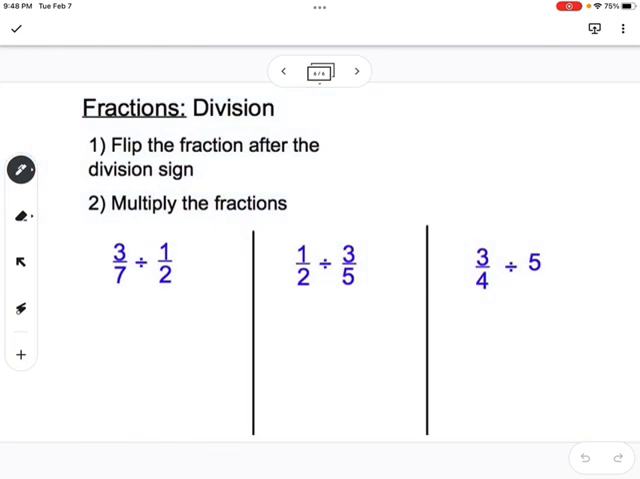So dividing fractions is going to be similar to multiplying fractions. There's just one extra step here. So the first step is to flip the fraction after the division. So we keep the first fraction the same. So this first one, we have 3 over 7 divided by 1/2. So we keep the 3 over 7. We change it to multiplying, and we want to flip this second fraction. So we move top to bottom and bottom to top. So this becomes 2 over 1. Once we get it to multiplying, we just multiply the numerators. So 3 times 2, 6. Multiply the denominators, which is 7 times 1, 7.